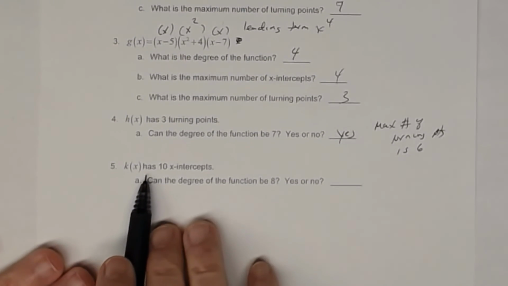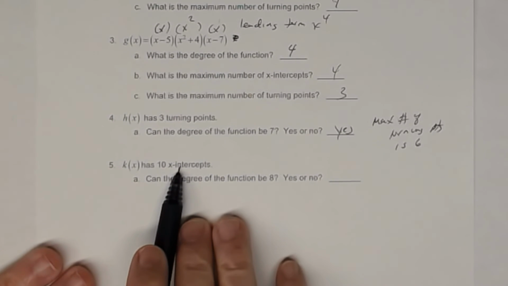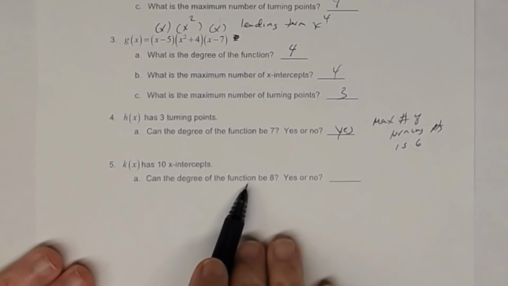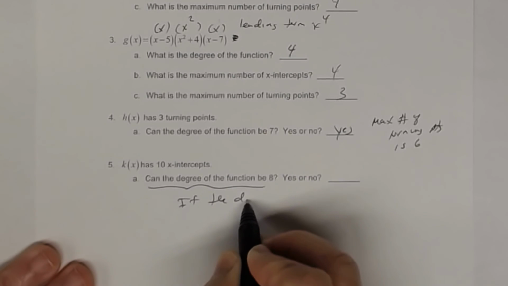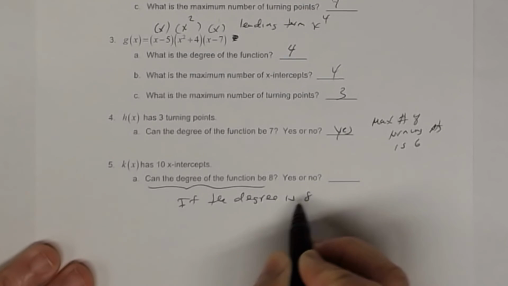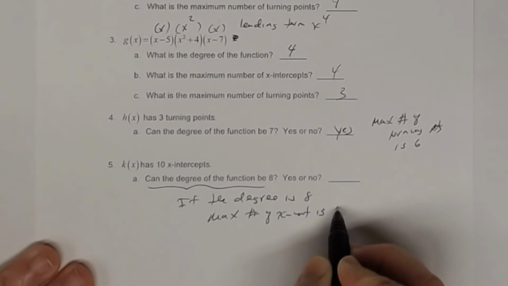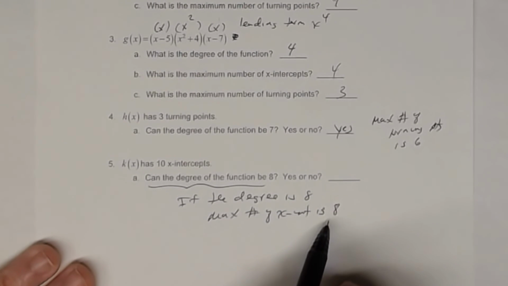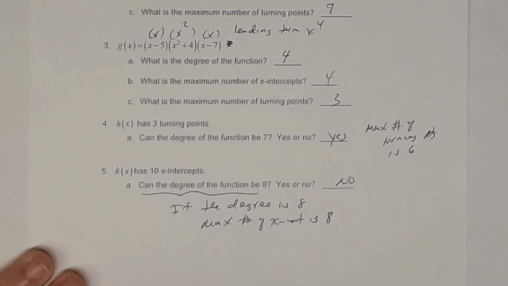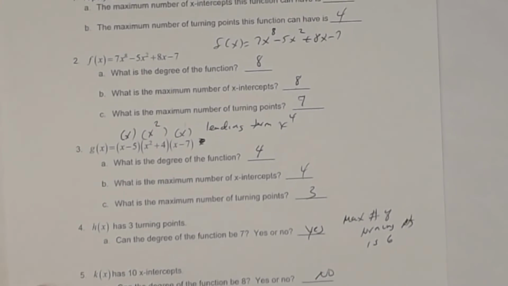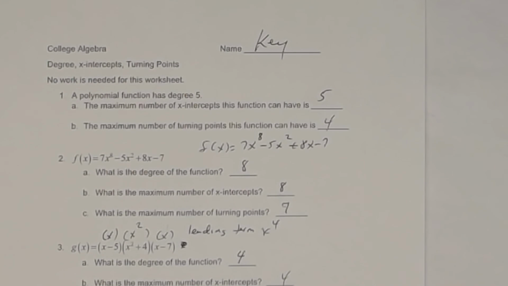All right. Number 5. k of x has 10 x-intercepts. So you know it has 10. Can the degree of the function be 8? Well, remember, if the degree is 8, the maximum number of x-intercepts is 8. So no, you cannot have 10. So the answer is no. All right. So that is the key to this worksheet on the relationship between degree, x-intercepts, and turning points.